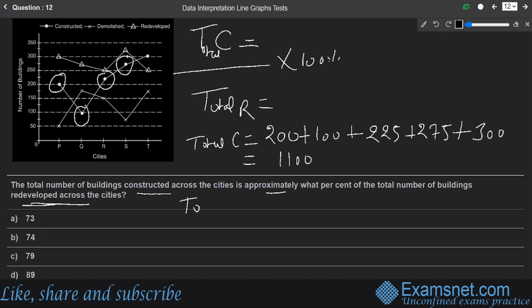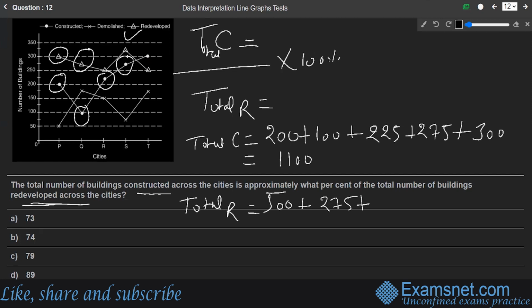Now let us find the total redeveloped buildings. So we have to add the redeveloped building numbers. Redeveloped is represented by triangles. So let us add the triangle values across the cities. For P it is 300, plus for Q it is between 250 and 300, so it is 275.